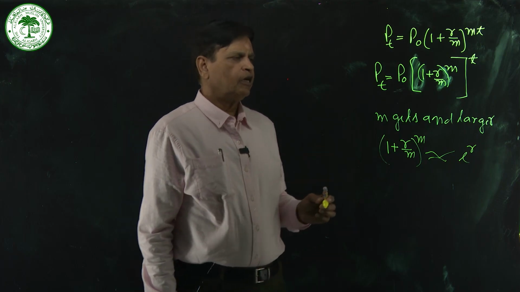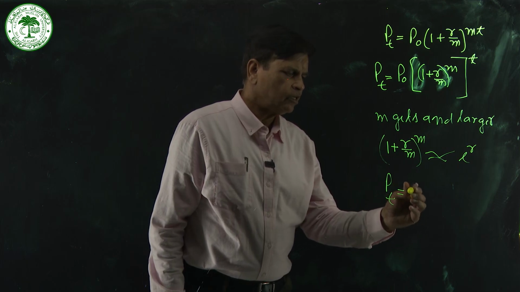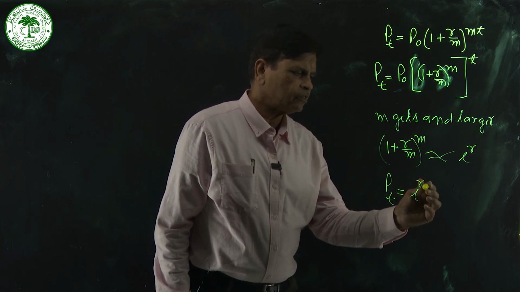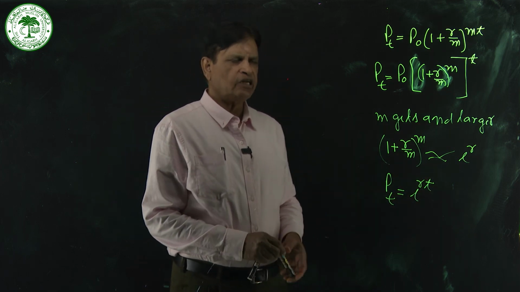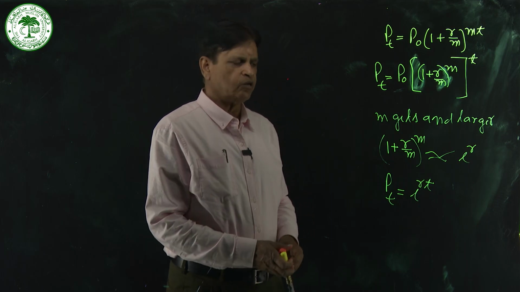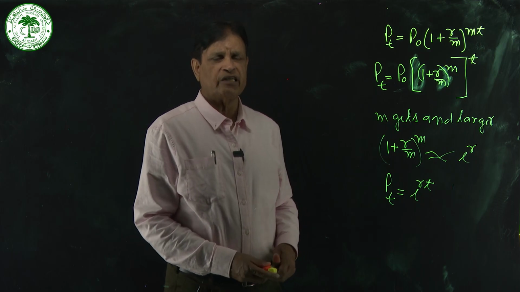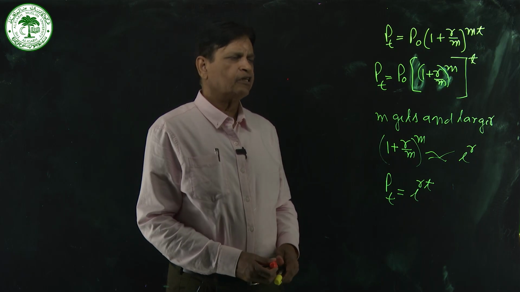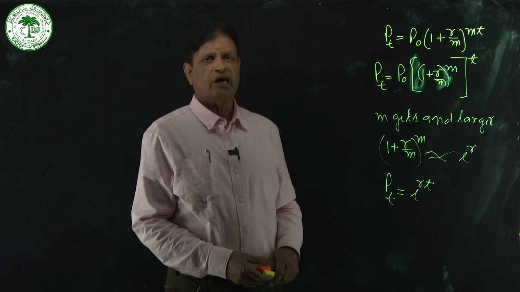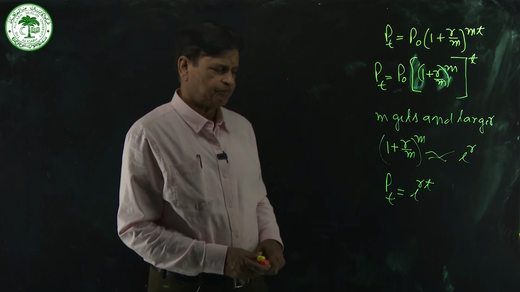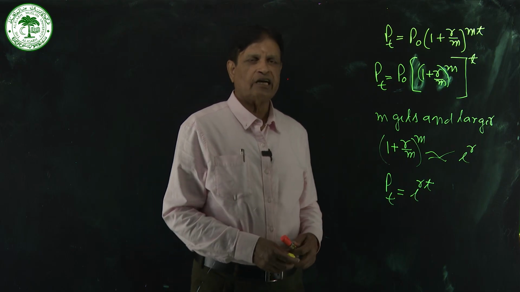This will become this, and it means that then Pt will become equal to e raised to the power rt. This is how the future amount will be calculated when compounding is done continuously, that is every moment, every second, and consequently the number of times in a year compounding is done is going to be almost infinite, very large. So this will be the value of PT when there is continuous compounding.